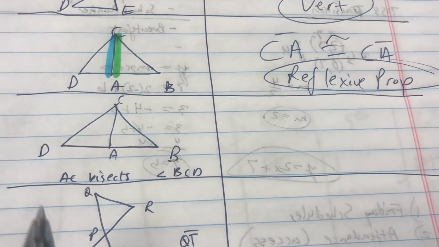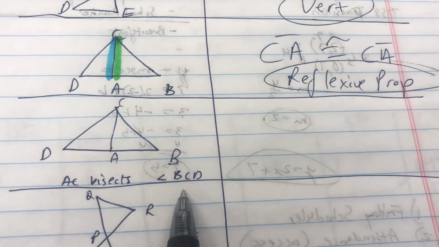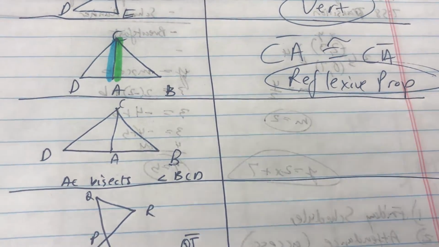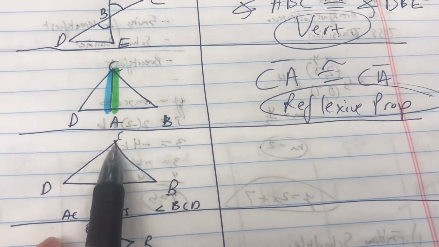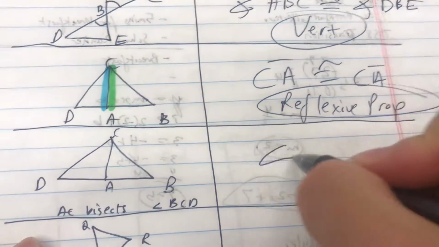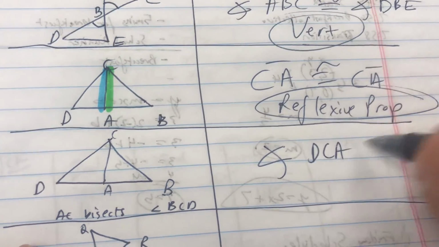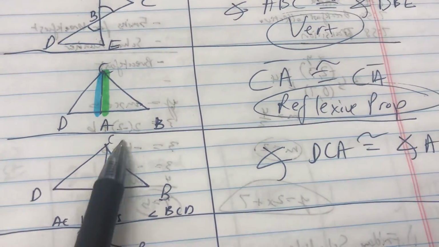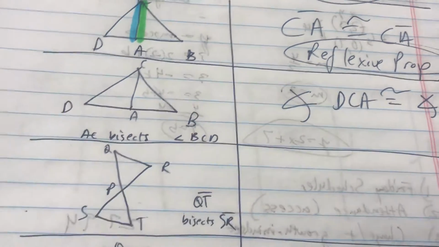Next piece right here. If AC bisects angle BCD, what's the next piece of a thing that we can conclude? Well, it's this line, right? This is the knife that's bisecting this angle. So now angle DCA is congruent to angle ACB, right? Because this is an angle bisector, okay?